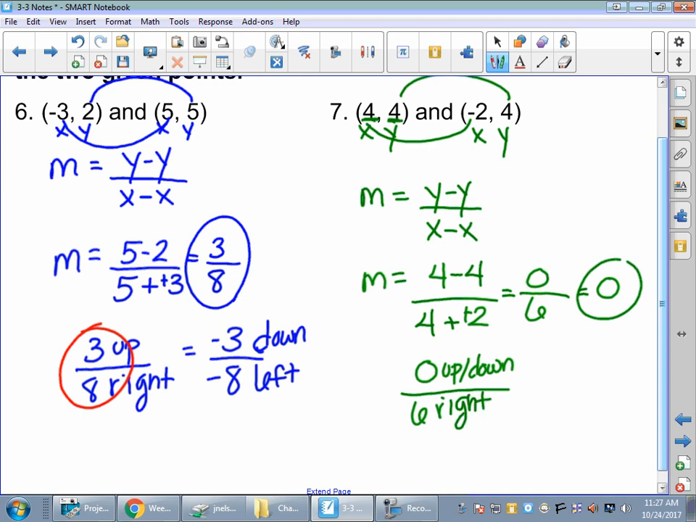And what that is, those two ordered pairs, if you were to graph them, 4, 4, and negative 2, 4, they line up horizontally. Horizontal lines only run. They only run sideways. So they have a 0 slope. They don't go up any. They're just 0. They're flat.